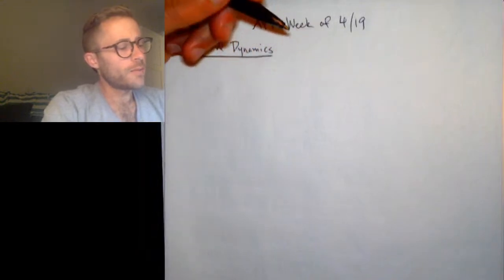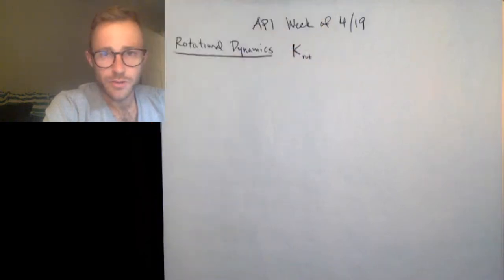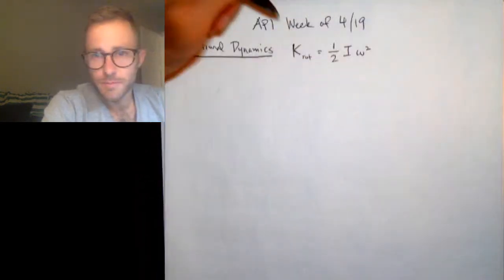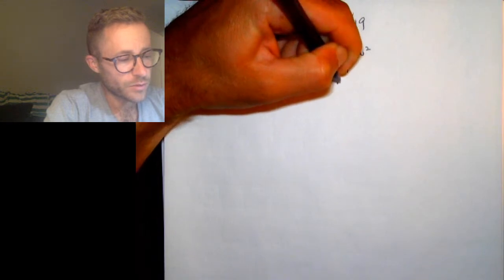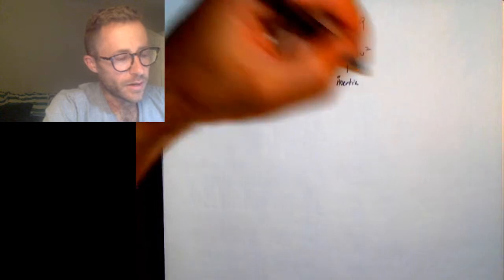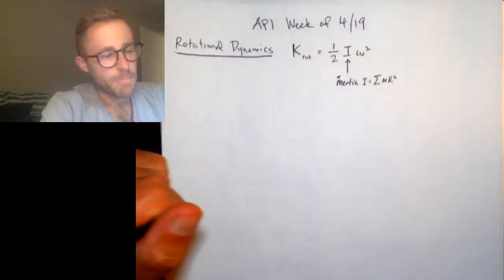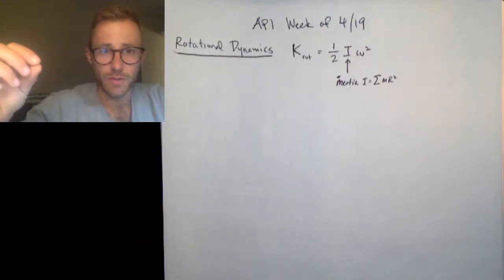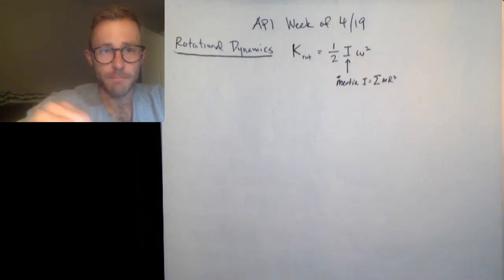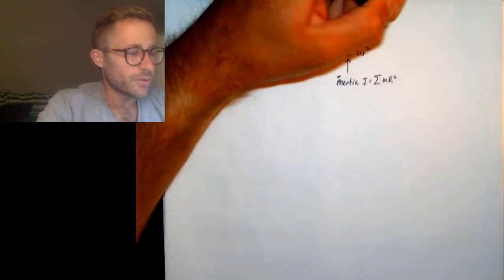One of the things we learned about was the idea of rotational kinetic energy. The formula for rotational kinetic energy was 1/2 I omega squared. I is this thing called rotational inertia, and I is equal to the sum of m r squared, where m is a mass that makes up the object, and r is the distance of that part from the axis of rotation. Omega is the angular velocity.